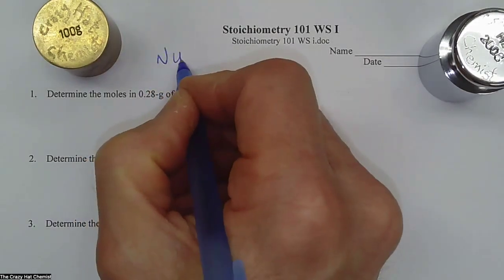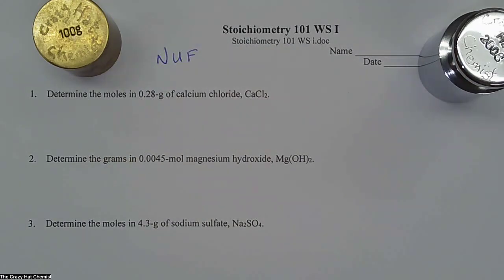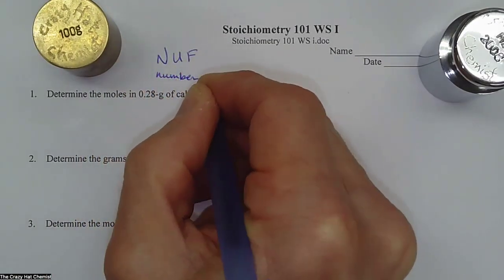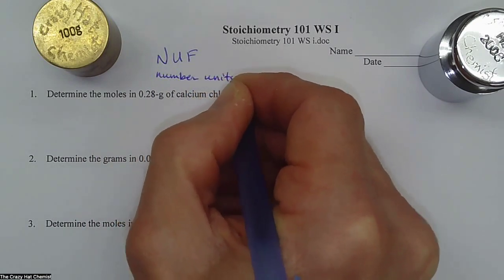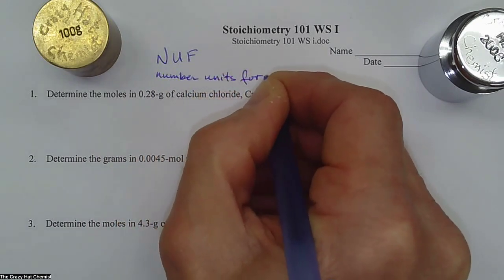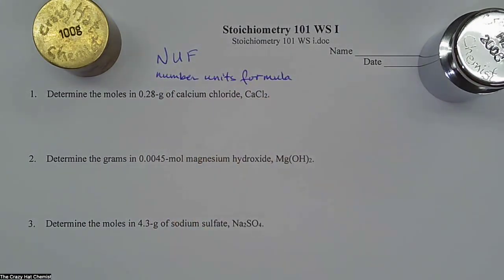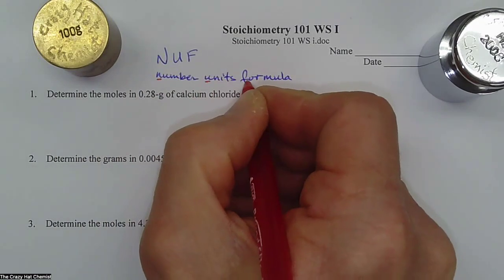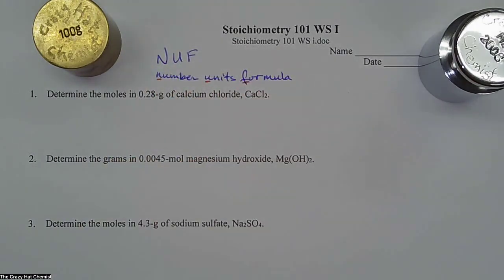So here's how we're going to work with this. Number, units, formula. That is going to be a key factor in every single calculation that we do. Number, units, formula, and I'm going to be using that frequently. That's going to be the theme of this whole unit on stoichiometry. That's very critical. All right, so let's get moving on this first problem.